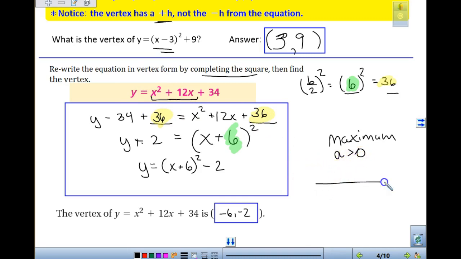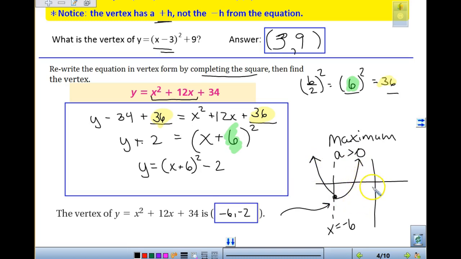If I was just going to do a rough sketch of this graph, what do I know my axis of symmetry is, Joey? -6. More importantly, it should be x equals -6. So here's my vertex, right? This is my -6, -2. And my parabola would be something like this, right?